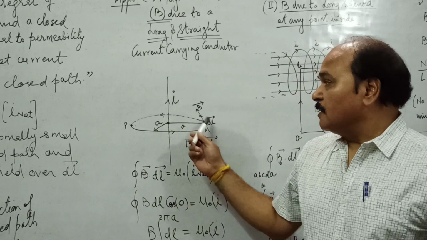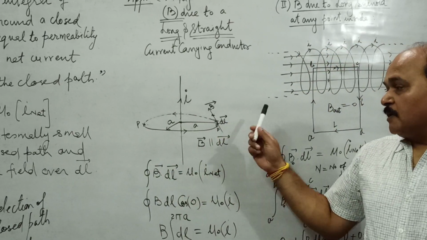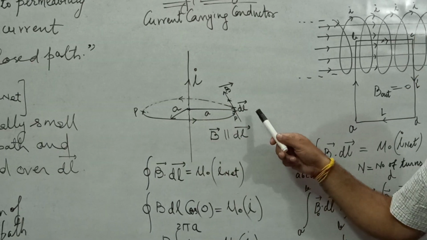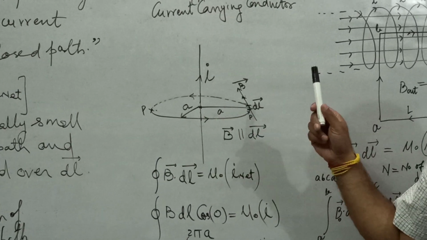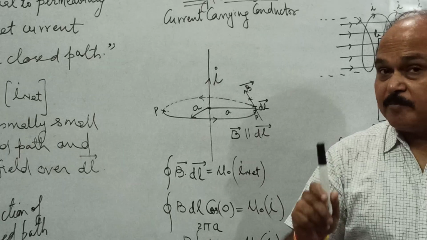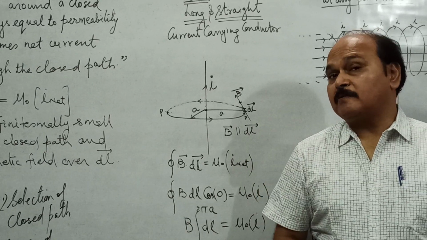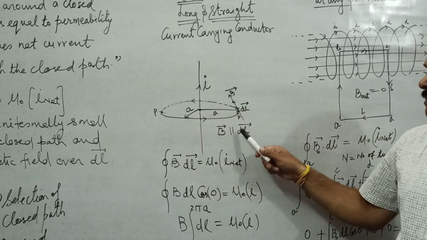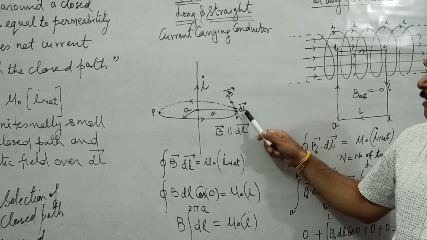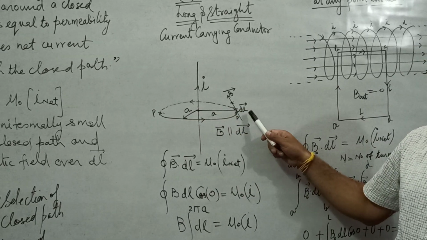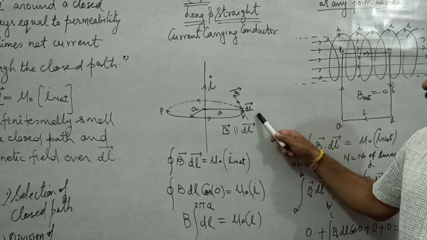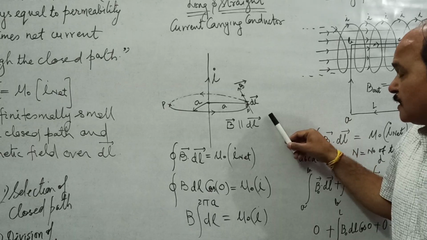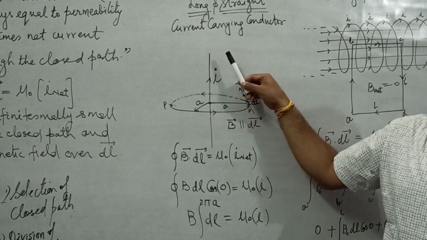As usual, after selection of the closed path, we will divide this closed path into an infinite number of infinitesimally small elements dl. Remember, dl is not a current carrying element. It is a very small part of the closed path. Let us take one arbitrary element dl right here. What is the direction of this dl? The direction of dl is a vector quantity. The direction is tangential. It is tangent to the circle.